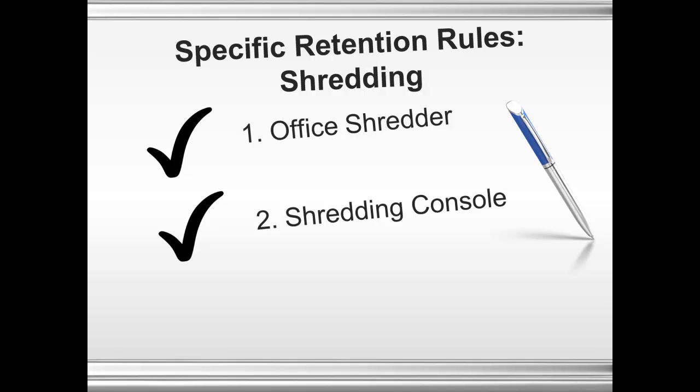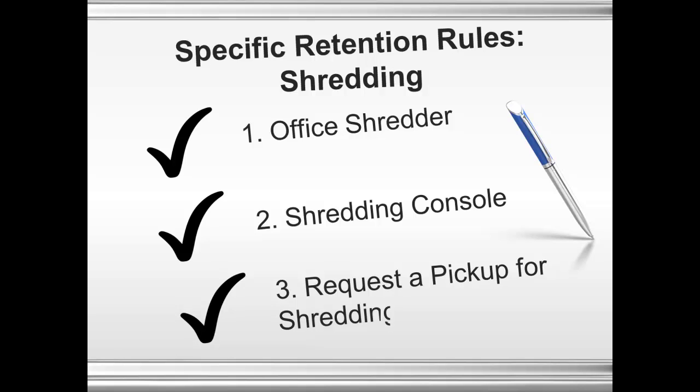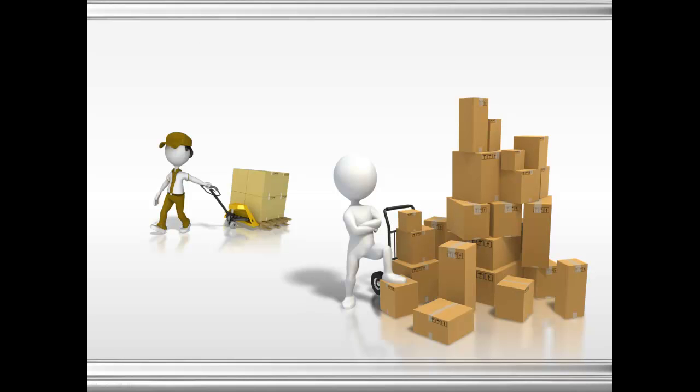3. You can arrange for the records to be picked up by the university's shredding contractor by filling in a confidential shredding services order form. Prepare the boxes for pickup in the same way as described for records falling under a general retention rule. Keep the boxes in a secure location until they are picked up by the shredding contractor.